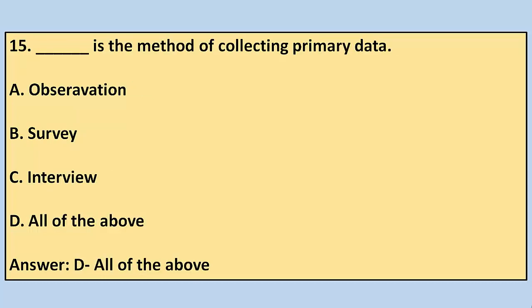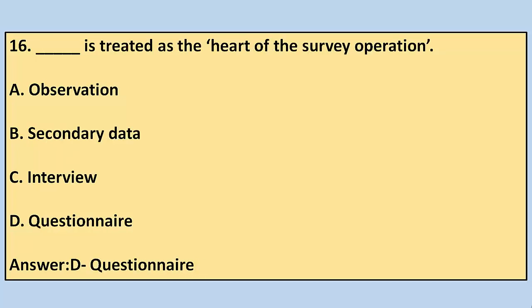Dash is the method of collecting primary data. A. observation, B. survey, C. interview, D. all of the above. Answer is D. all of the above. Dash is treated as the heart of the survey operation. A. observation, B. secondary data, C. interview and D. questionnaire. Answer is D. questionnaire.